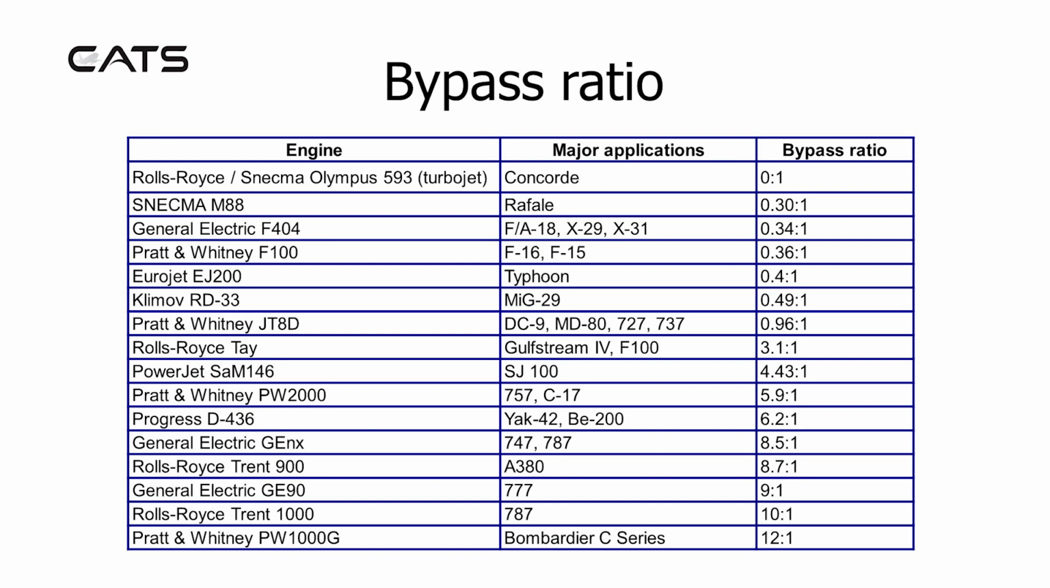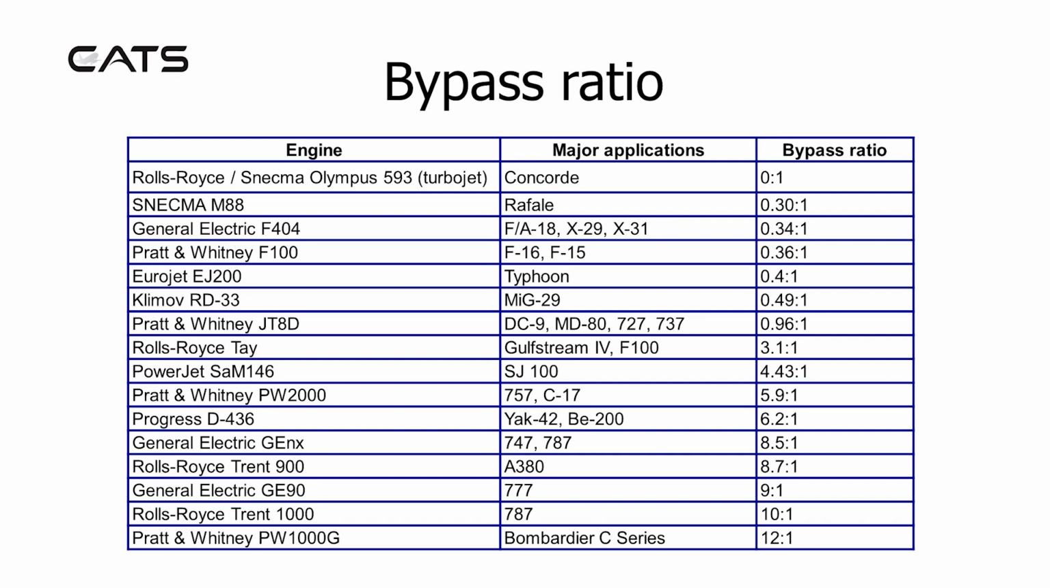If we look at pure turbojets, like the Rolls-Royce Snecma Olympus 593, which was used on Concorde, it's a pure turbojet. There is no bypass. The bypass is 0 to 1. It's all going through a hot core. And as we move up through the aircraft, let's just pick on the early 737s, JT8Ds, Pratt & Whitneys. It was more or less a 1-to-1 bypass ratio. So it says there 0.96 to 1, nearly the same amount going outside as through the central core.